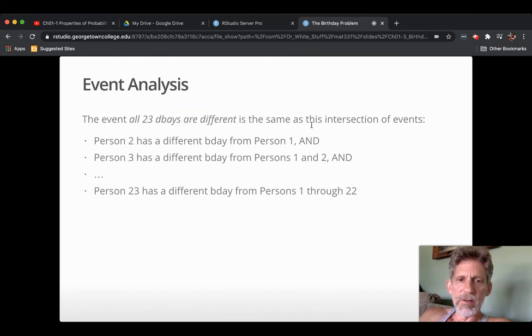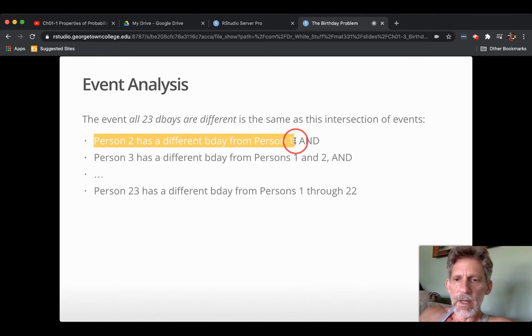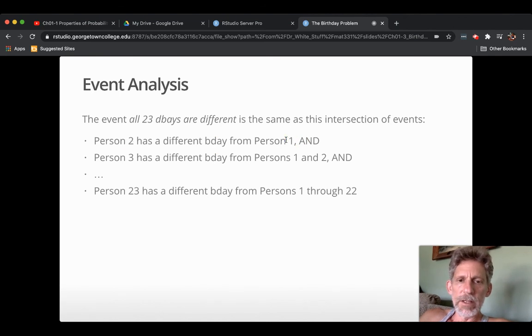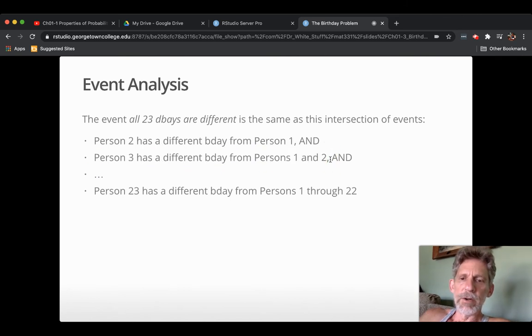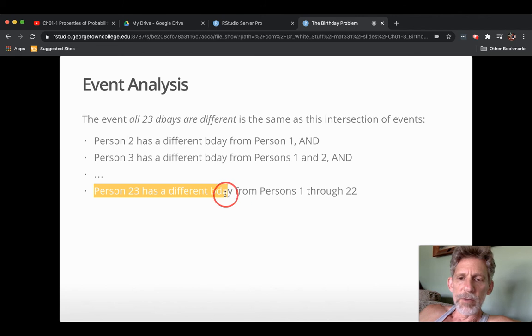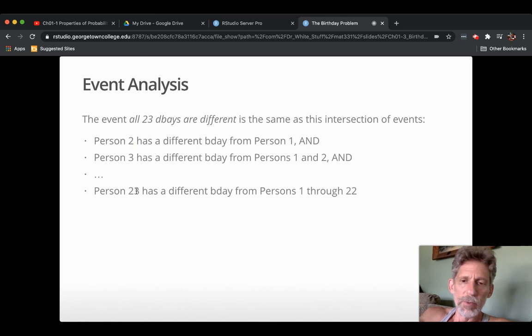If you think about it, it's the same as the intersection of the following 22 events. The event that person 2 has a different birthday from person 1, intersected with the event that person 3 has a different birthday from persons 1 and 2, intersected with the event that person 4 has a different birthday from persons 1 through 3, all the way up to the event person 23 has a different birthday from persons 1 through 22. Starting at 2, headed to 23, so that's 22 events intersected together. They make the event that all 23 birthdays are different.